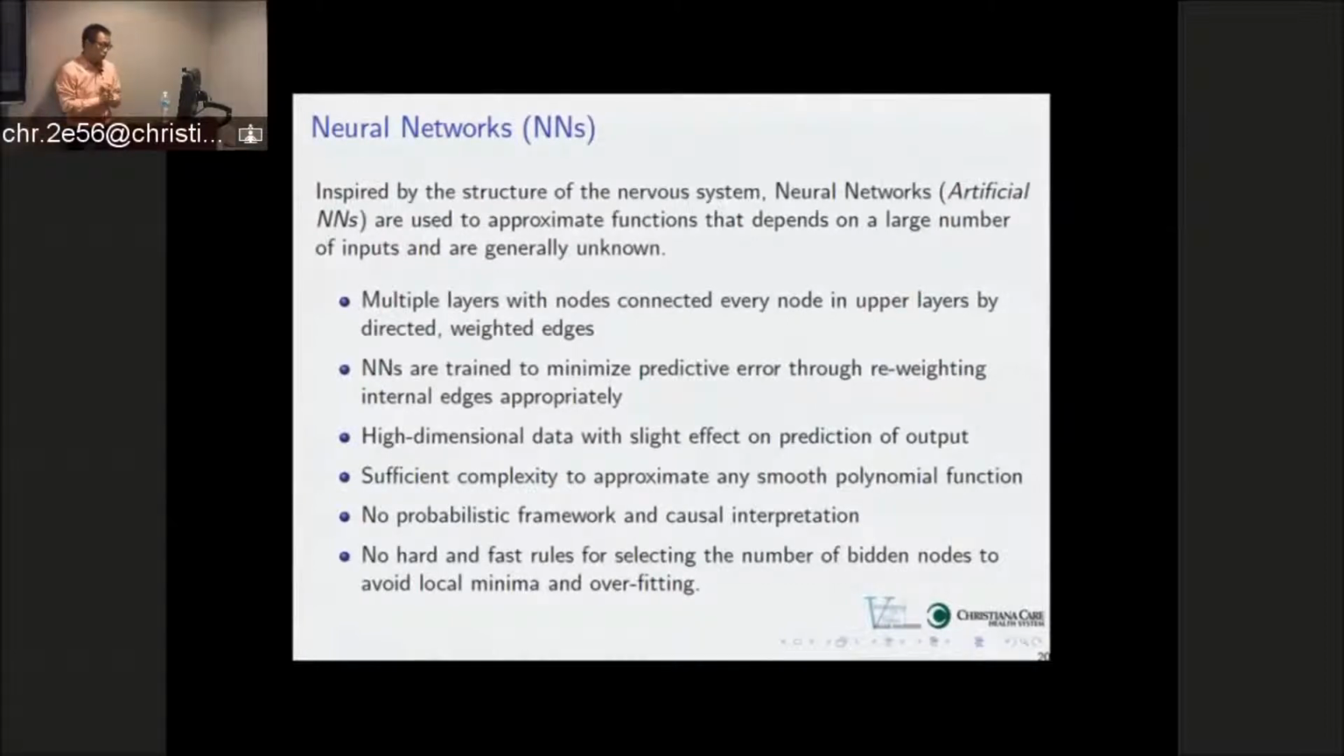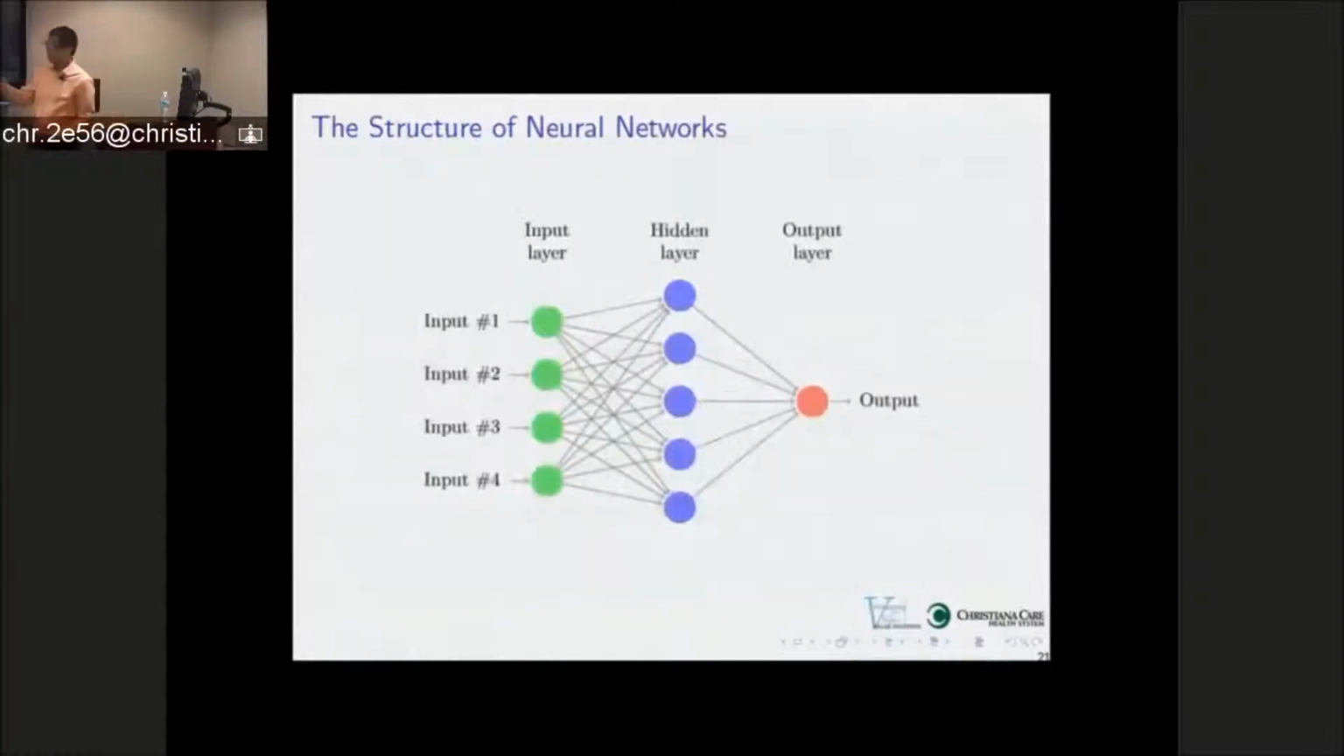But the limitation is there is no probabilistic framework and no causal interpretation. We don't exactly know what each node means, and we cannot give a very good interpretation of the value of each node. We only use it as some information combination, to convey information from the input to the output.